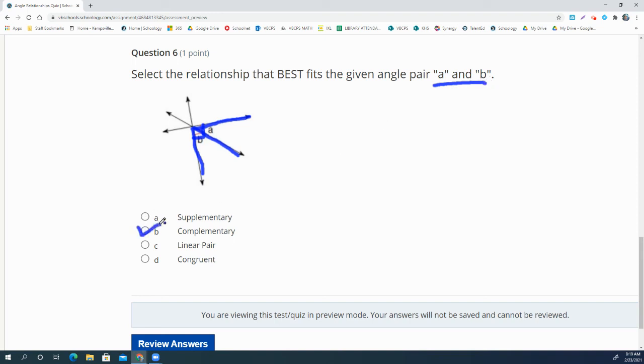Complementary, absolutely. So complementary, you can turn that C into a 9. Complementary is 90 degrees.